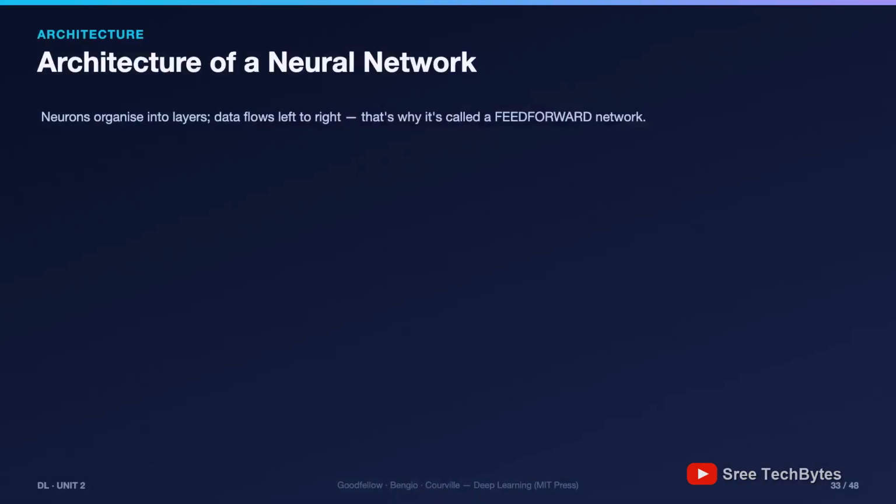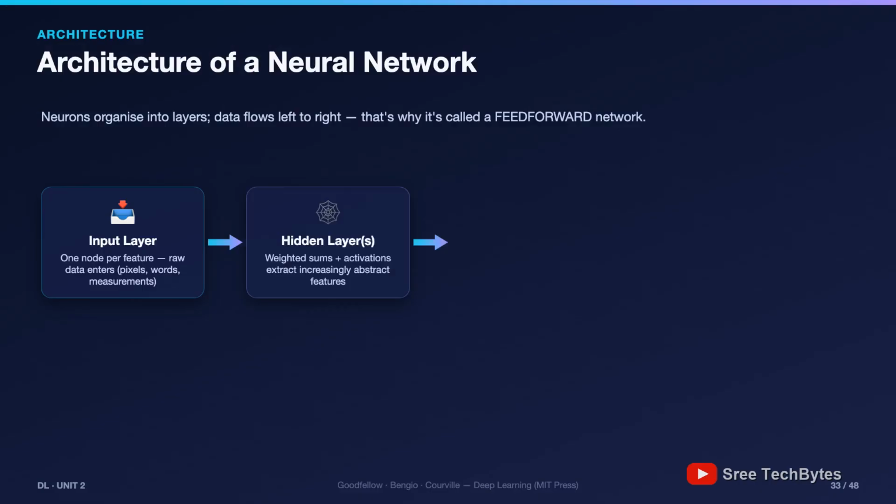Time to wire neurons into a network. The architecture reads left to right, which is exactly why it's called feed-forward. The input layer, one node per feature, is where data enters. Pixels, words, measurements. The hidden layers, weighted sums and activations, extract increasingly abstract features.